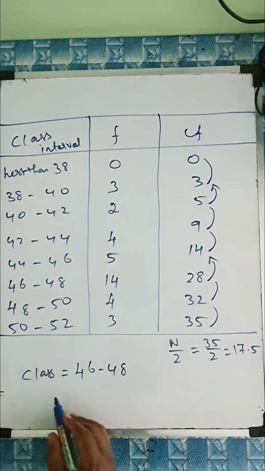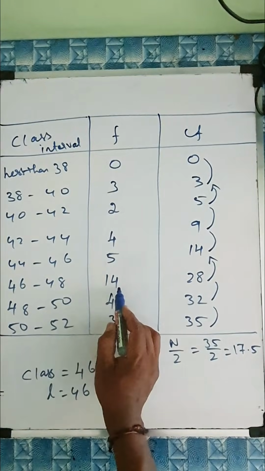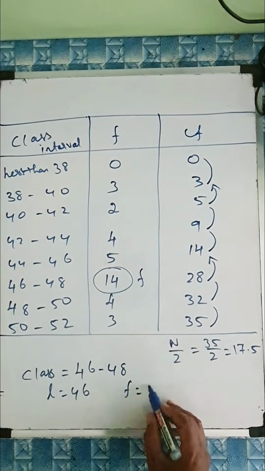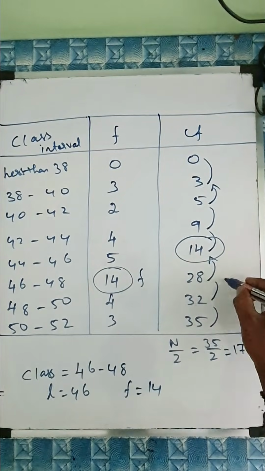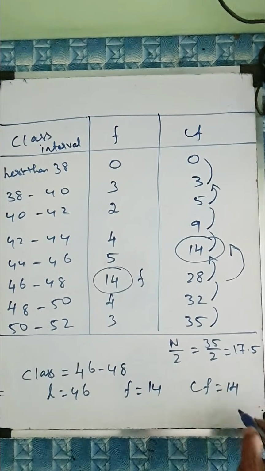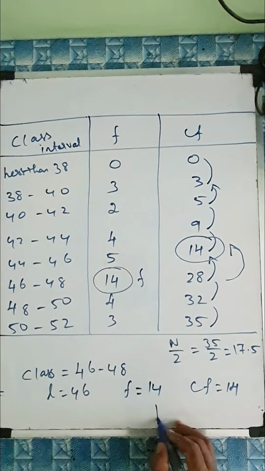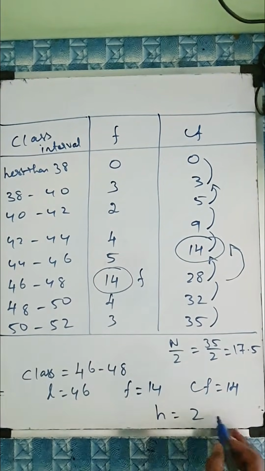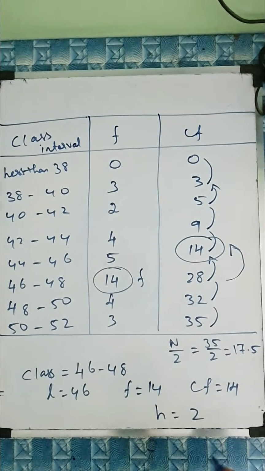Now therefore L equals 46, and frequency is 14. CF is the one before, so CF also equals 14. And h is the class difference, which is 2, because 38, 40, 40, 42, 42, 44, the difference is 2, 2, 2, 2, so h is 2. Now we have all the values, we will apply the formula.